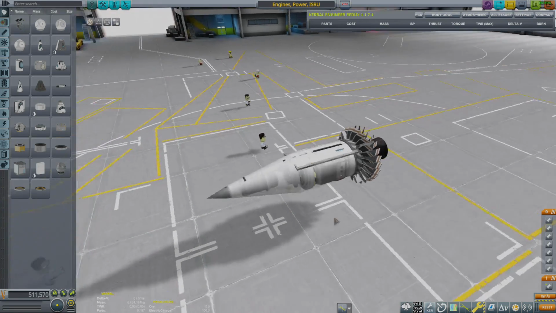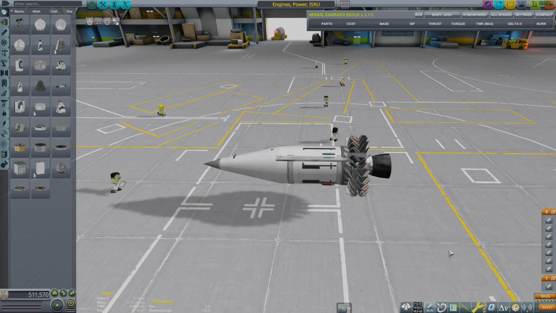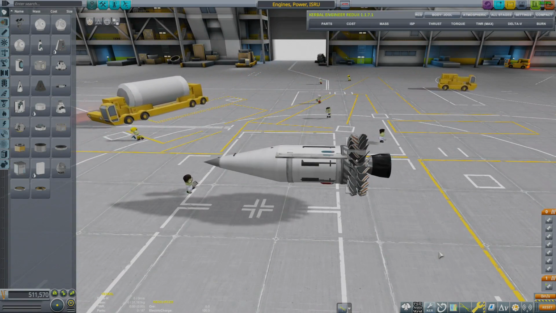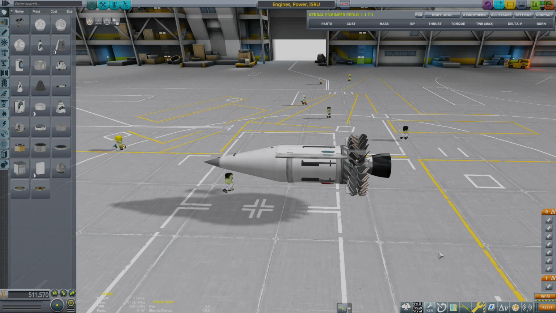So you'll see that we have a 1.25 meter fairing, a 1.25 meter payload bay, which is still surprisingly able to shield the fans from drag, and then seven nuclear engines at the back, which are able to produce thrust and yet are still shielded from drag by the fairing.